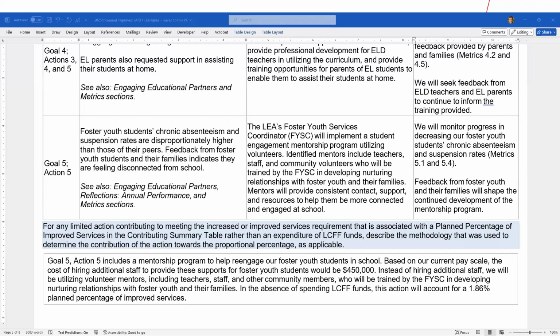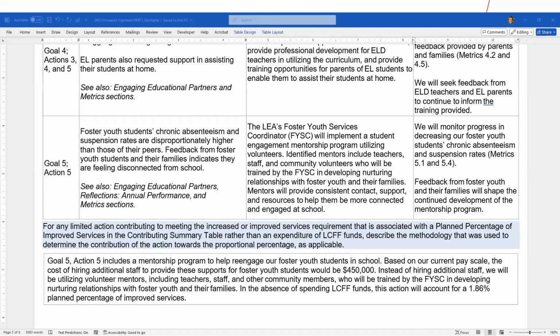Instead of hiring additional staff, we will be utilizing volunteer mentors, including teachers, staff, and other community members, who will be trained by the foster youth services coordinator in developing nurturing relationships with foster youth and their families. Okay, so we're going to use volunteers. The people would cost $450,000. So in the absence of spending $450,000 of LCFF funding, this action will account for 1.86 planned percentage of improved services.